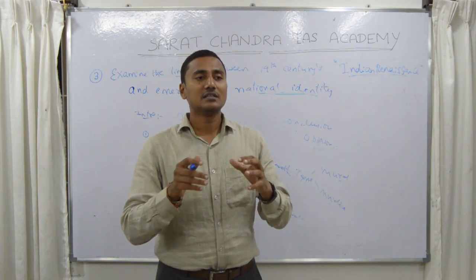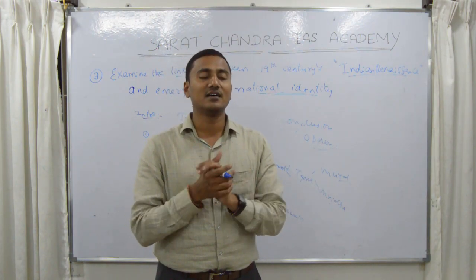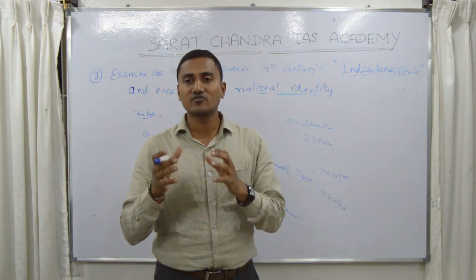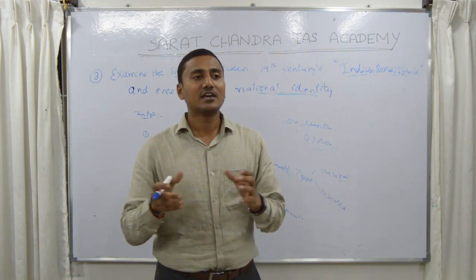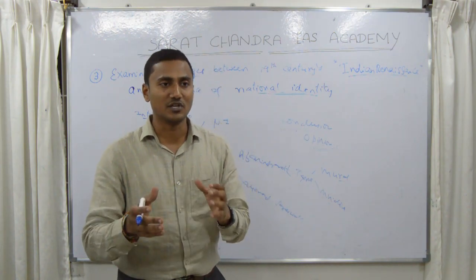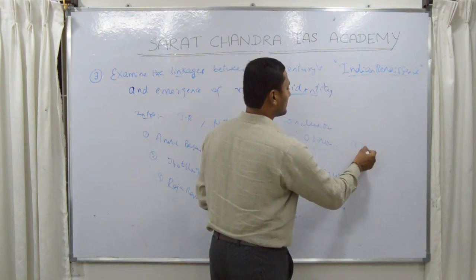For example, the political consciousness among the social elite like engineers, graduates, doctors, and such kinds of social elite actually created common platforms for the political struggle against the British rule. One example that you can write is 1885.